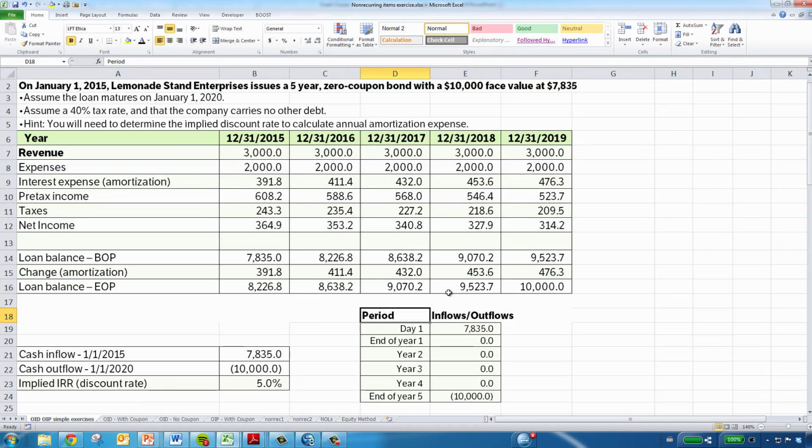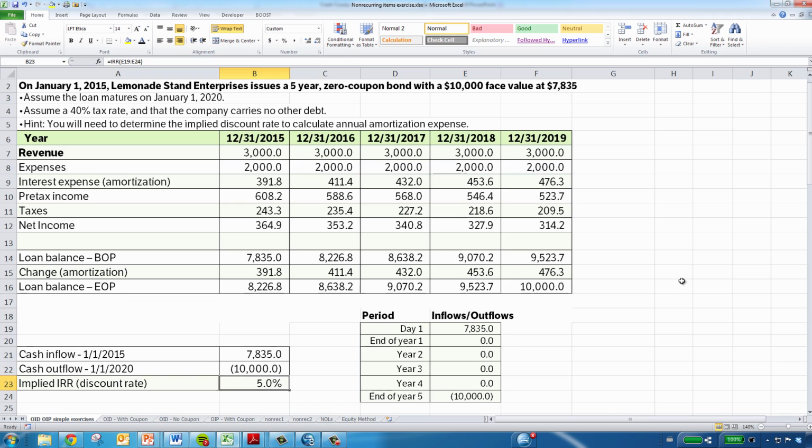So let's go through this exercise. The very first thing that we need to do before we can complete the income statement and understand what's going on in interest expense as well as the loan balance is first understand what is the implied discount rate for the series of inflows and outflows. For a 5-year zero coupon bond with a $10,000 face value issued at $7,835, the inflow to the company on day one is $7,835, and the only outflow comes at the end of year 5, and that's a $10,000 outflow. So that actually lends itself to just a simple IRR calculation in Excel.